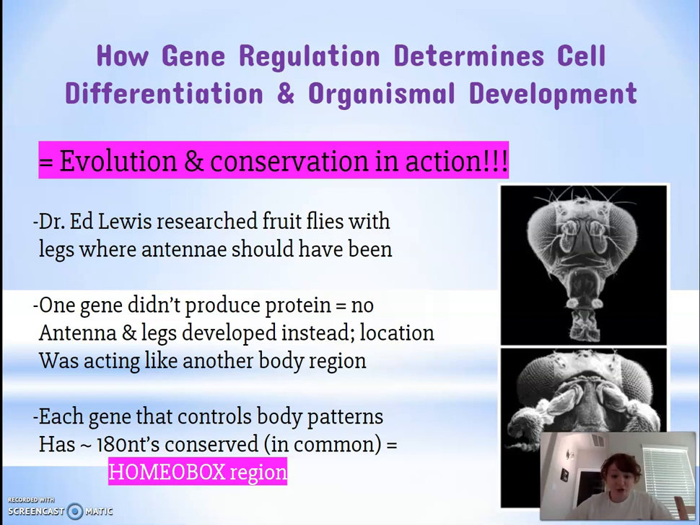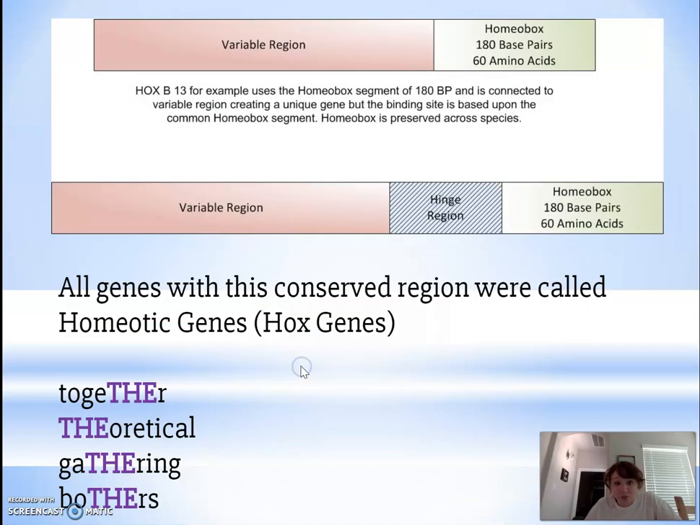Each gene that controls body parts has about 180 nucleotides conserved in common. He found this called the homeobox region. If you see here, there's a variable region, the region that can vary, and then you have a homeobox region, which is about 180 base pairs, which equals 60 amino acids. All genes within that region were called homeotic genes or Hox genes.